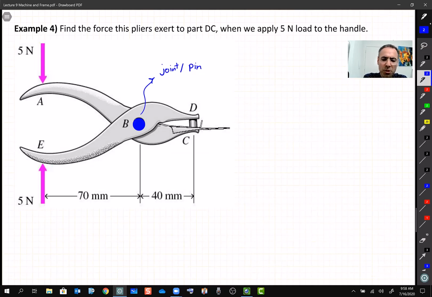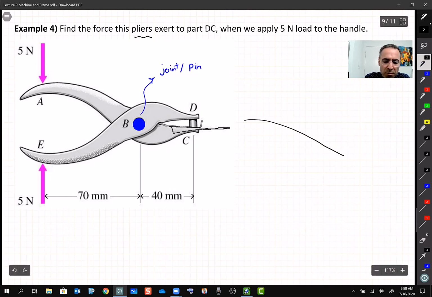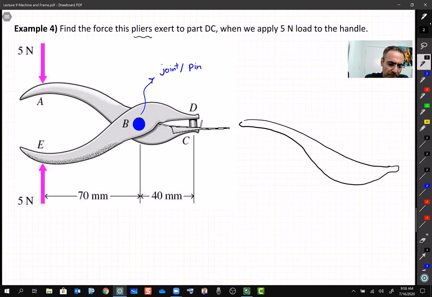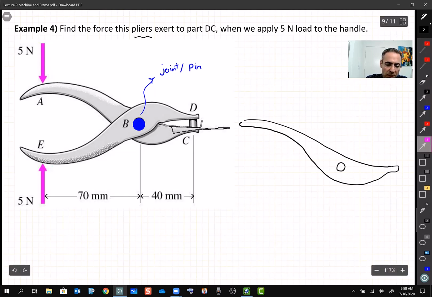Okay, so try to draw the free body diagrams. Remember, you need to disassemble things, right? The trick here is that these two parts of the pliers, each portion we call a plier, are basically the same, they are identical. So it's enough to draw the free body diagram for one portion. While you are thinking, I'm just trying to draw something for you. I drew the upper portion. So that's the external load.